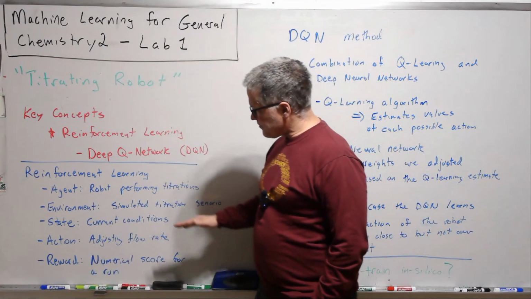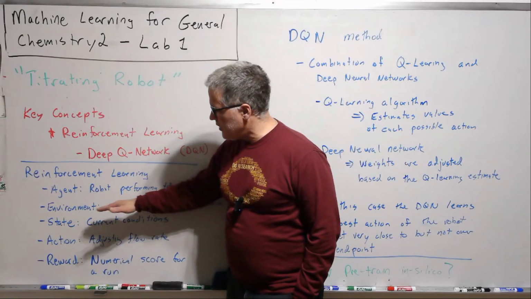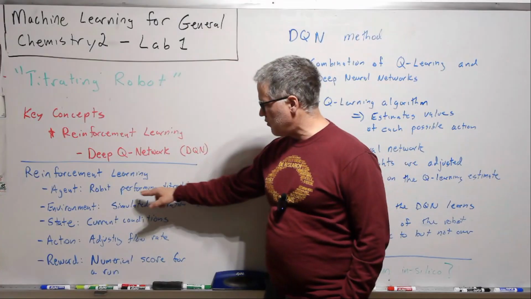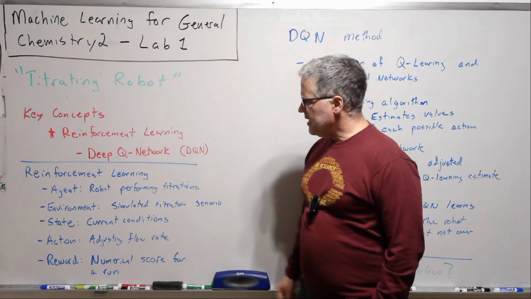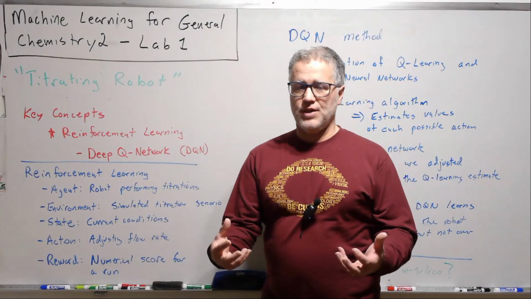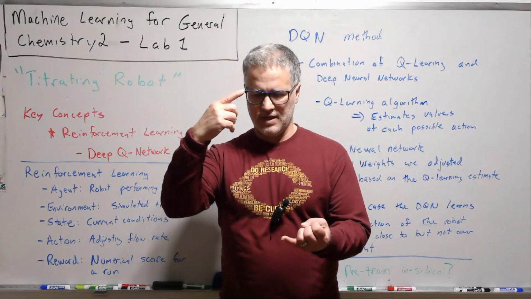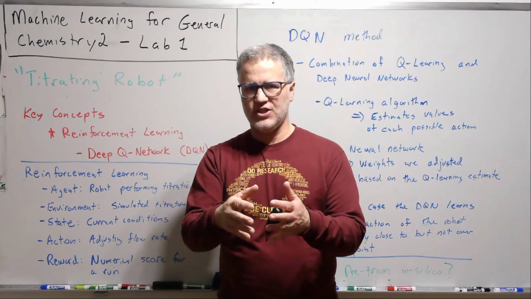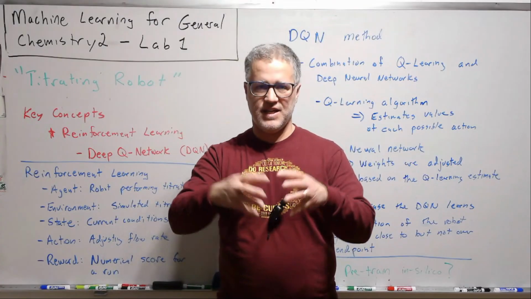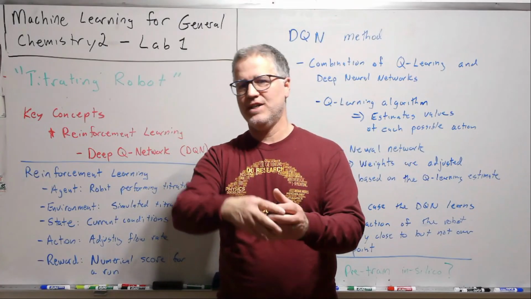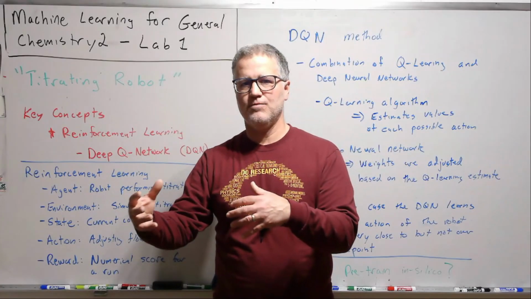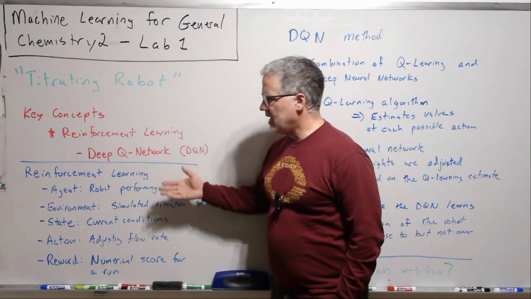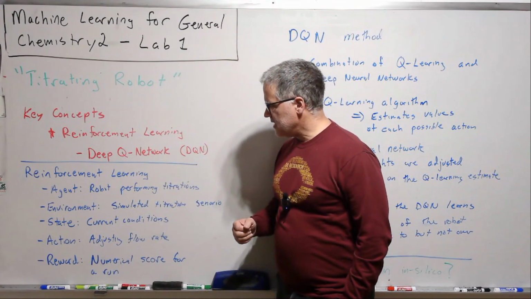And so what we do in a reinforcement scenario is we have some sort of agent. That's going to be the robot that's performing the titration. The environment, so those are the rules that we set up. So add a certain amount of NaOH. You'll see an indicator come up when you get close to the endpoint. It'll get too dark if you're past the endpoint. So those are sort of the environment that the action is being performed in.